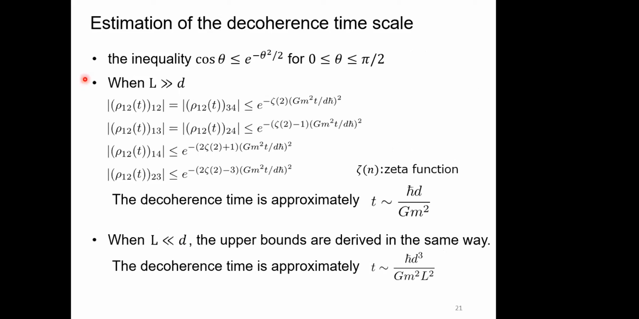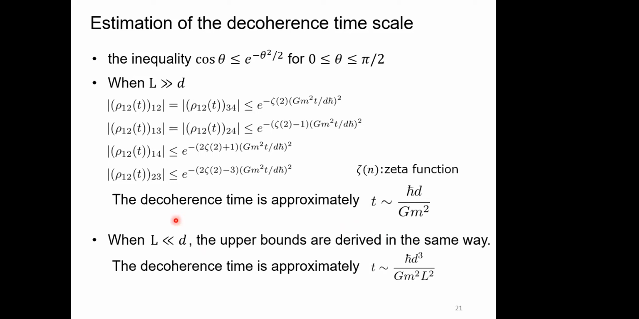Here, this inequality holds for an early time, with which we estimate the decoherence timescale. In the case when L is much larger than D, the upper bounds of the off-diagonal components are derived in this form. Since the off-diagonal components become zero when the two particles decohere, the characteristic time of the decoherence is approximately h bar d over Gm squared.